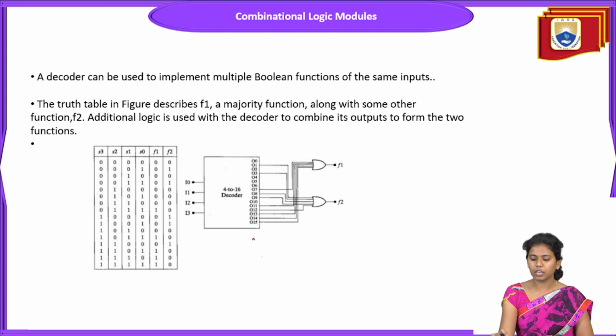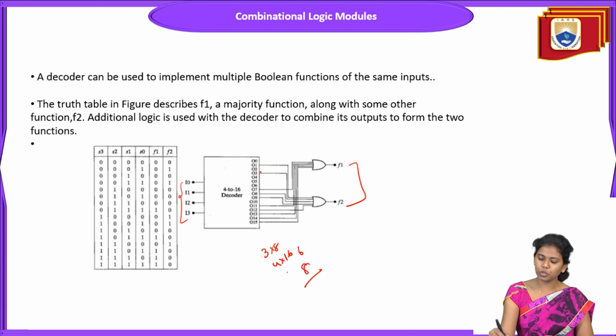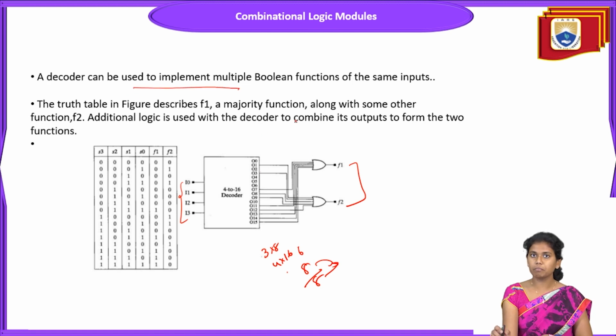This figure is talking about a 4 to 16 decoder. Here we have 4 inputs and 16 outputs. These 16 outputs are again categorized into 2 outputs. How? The 16 is divided, 8 going to one and 8 going to the other. Okay, so a decoder can be used to implement multiple Boolean functions of the same input.